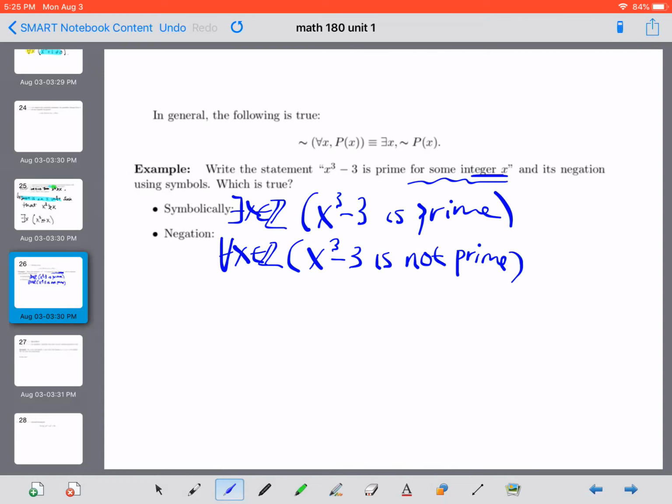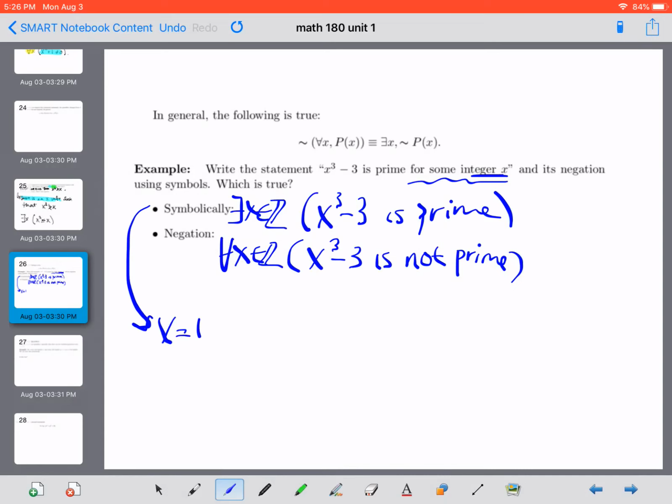Now, which one of these is true? I don't know off the top of my head. In general, it's easier to prove existential statements are true than it is to prove that universal statements are true. So I'm just going to go ahead and start looking for a witness for my original statement. And if I can't find one, then I can go ahead and look at the universal statement and see if that's true instead. So I'm just going to start choosing some x values to see if this works.